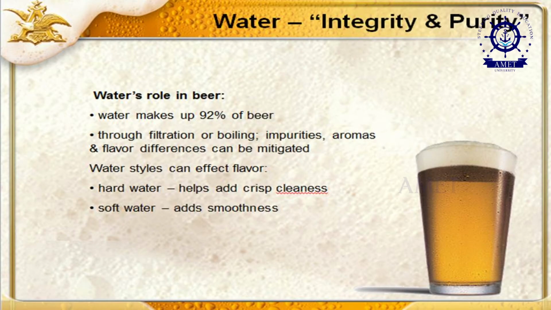So the next topic is on the water. The water gives the integrity and purity to the beer. As I said, water corresponds to 92% of beer, and there are two types of water, hard water and soft water. Hard water helps to give the crispiness and cleanness of the beer. The second one is soft water, which adds softness to the beer.